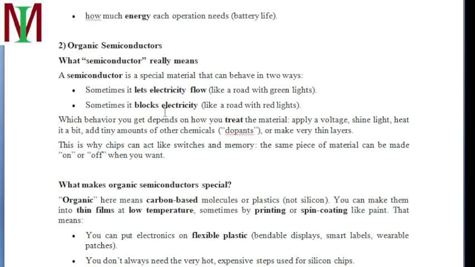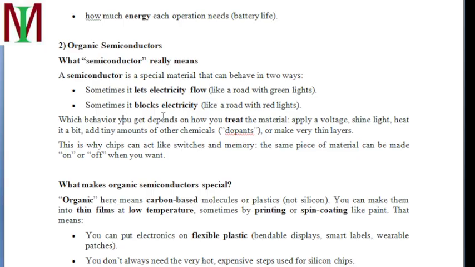That is battery life. The second topic is organic semiconductors. Why organic, and what do semiconductors really mean? First, a semiconductor is a material which will either allow electrons to flow or block them, as we wish. We have the control of allowing the electricity to flow, or we have the control to stop the electricity from flowing. Just like the green light allows the vehicles on a road to move, or the red light makes the vehicles stop. Based on that, the semiconductor will work.